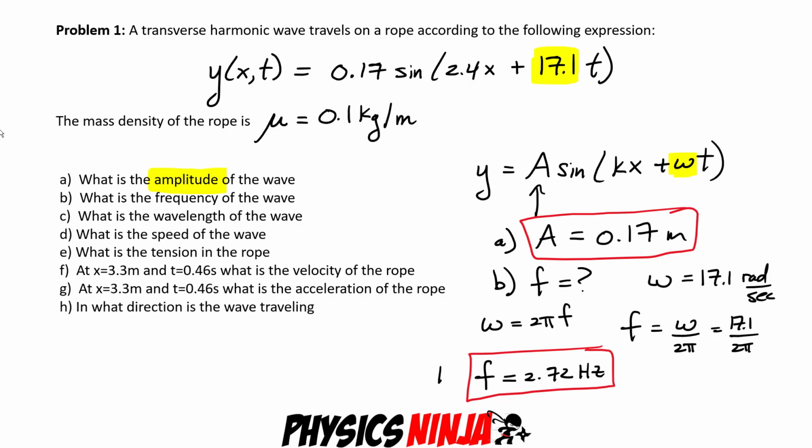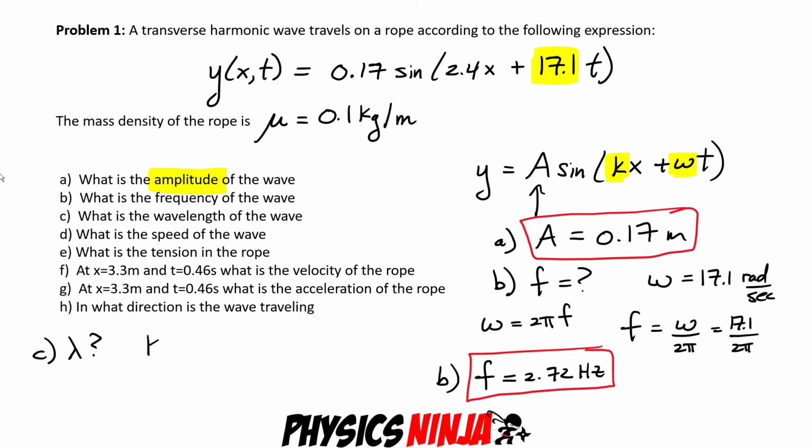All right, what do we want in part C? Part C says, what is the wavelength? All right, let me just go over here. I have a little bit of space. We're looking for the wavelength lambda of this wave. Now, the number that multiplies the x coordinate here is something called our wave number.